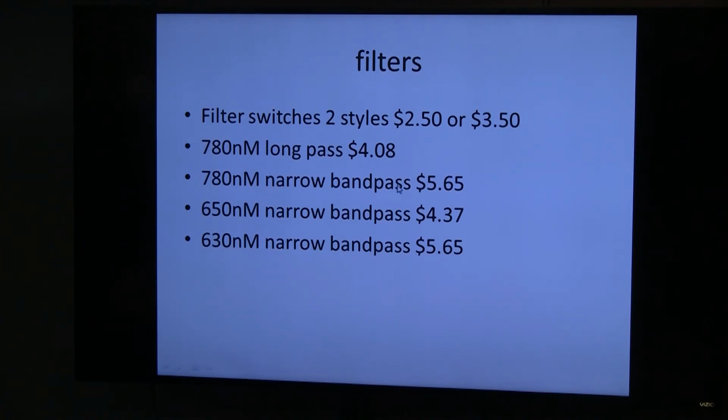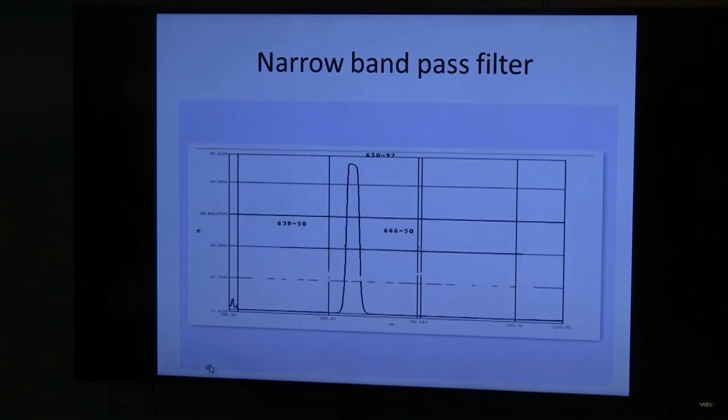And I thought the narrow band pass one would actually work better, but the long pass worked better. So narrow band pass just lets a few wavelengths of light in. Like this one is supposed to be centered on 650, but at the 50% mark, you're only down to 639 nanometers or up to 666 nanometers. So it's not very wide.